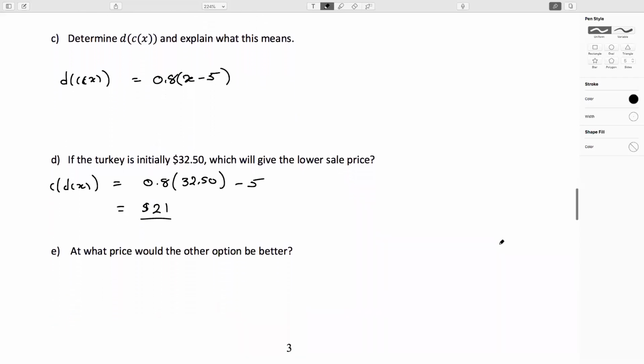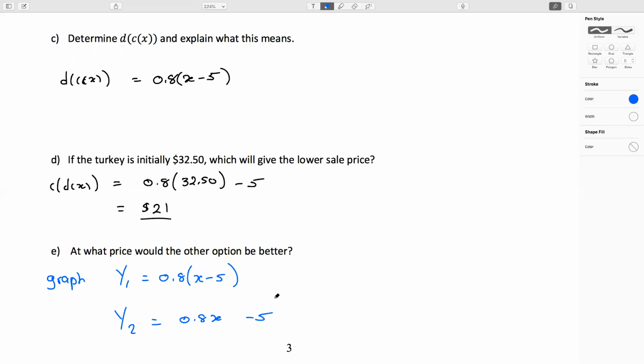At what price would the other option be better? Technically, if we wanted to solve for this, we would have to create a system and graph it. We would have to graph y1 equal to 0.8x minus 5, and y2 equal to 0.8x minus 5. And we would look for the graph that gives us a higher or a lower price.